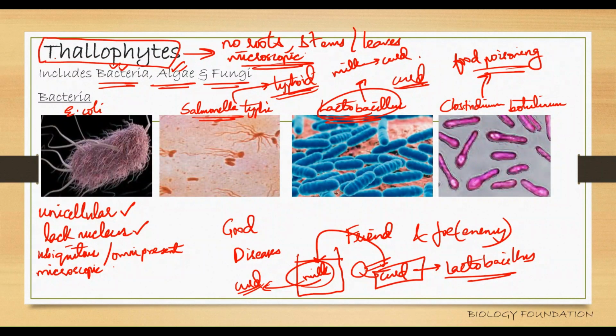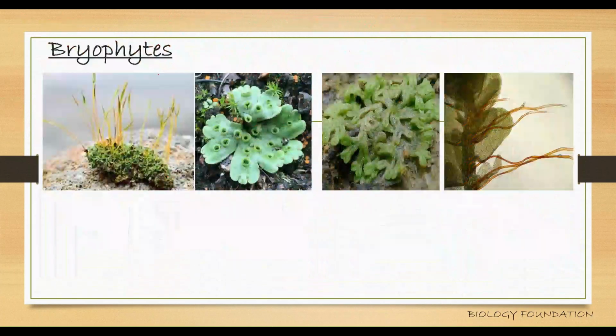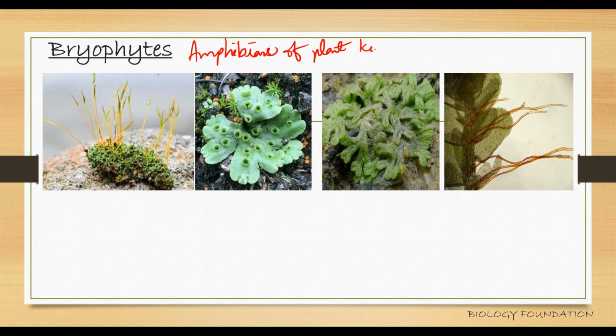Thallophyta is the division which includes organisms where the body is quite simple with no roots, stems, and leaves. Thallophytes include bacteria, algae, and fungi. Okay, now the next division is bryophytes or bryophyta. Now basically bryophytes are known as amphibians of plant kingdom. Why is that so? We will understand it in this slide.